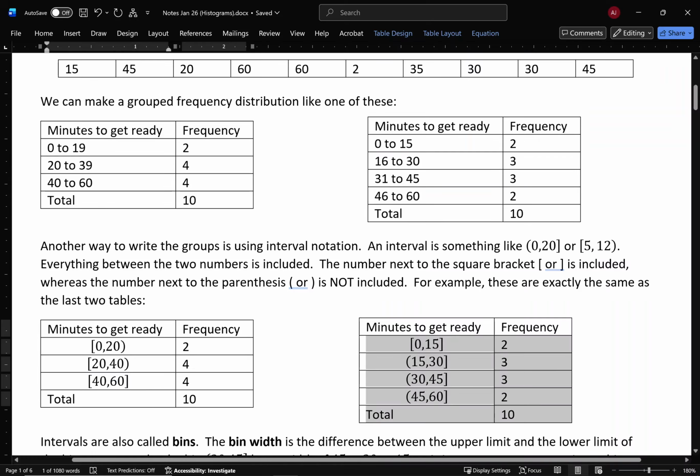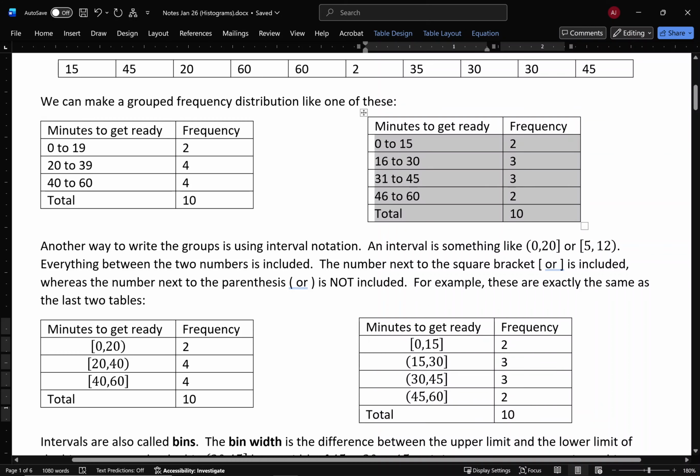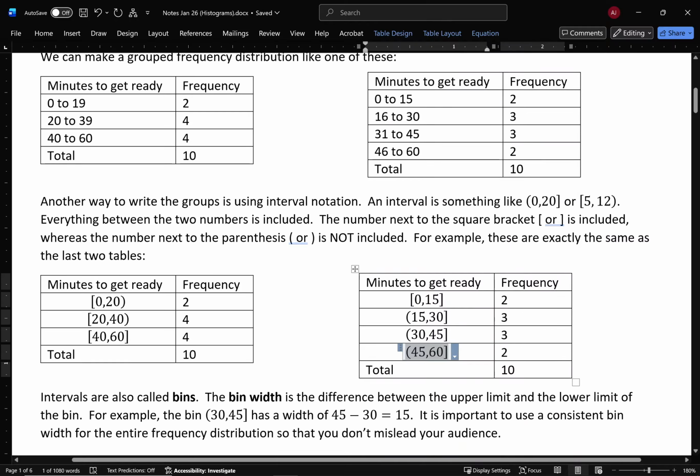And this is just another way to redo this first table up here. You'll see in this one, I just kind of randomly made all of them end with a square bracket. So we are including 30 in this category. We are including 45 in this category, but not 30, and so on. All right, so that is interval notation.